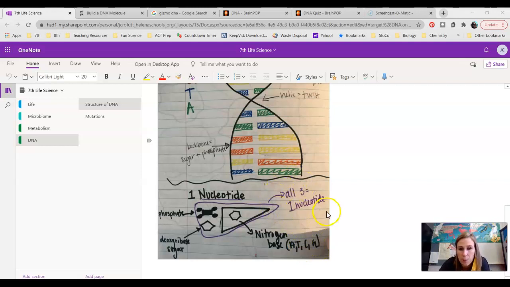Okay, so all 3 of those combined together form one nucleotide, and then we grab a bunch of nucleotides, thousands and thousands and millions of nucleotides, and put them together to form our DNA.